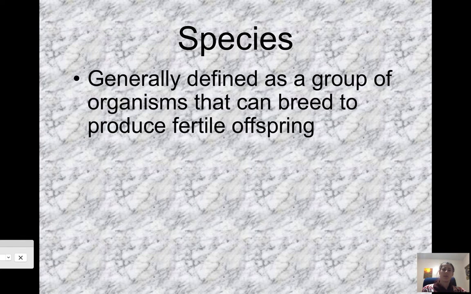So let's talk about species. The two most important ones we'll talk about are genus and species, just because they are part of the scientific name. A species is generally defined as a group of organisms that can breed and produce fertile offspring. Most types of dogs can interbreed with one another and produce fertile offspring. It'd probably be pretty hard, but a Great Dane and a Chihuahua can breed and have fertile offspring, because they're both Canis familiaris. They're just different breeds of dogs in the same species.